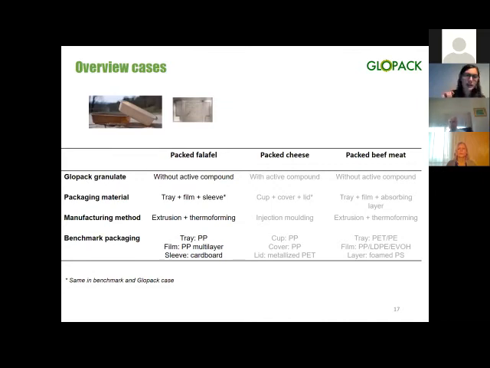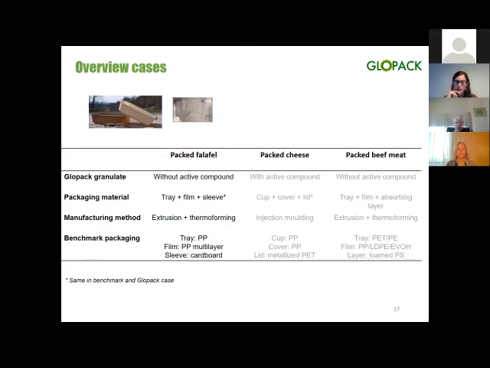So what is under study in the LCA? First of all, we have the GLOPACK trays or cups that are produced, and we know that there is an intelligent component as well. And as already mentioned, we combine this with food products. So we have a ready-to-eat food, that's falafel. We have a product with a long shelf life, cheese, and then we have beef as well. Today we will present some results regarding the falafel, so that's why they are in black and the rest is in gray. The GLOPACK granulate used for the falafel is without active compound.